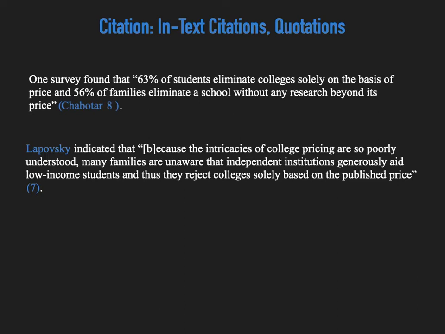If this source had two authors, we would include both authors' last names within the parenthetical citation, separated by the word "and", as shown here. If the source has three or more authors, we will include the first author's name followed by et al., as is shown here. Et al. merely means "and others" in Latin.